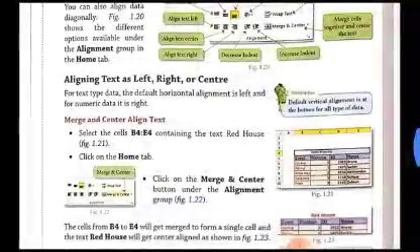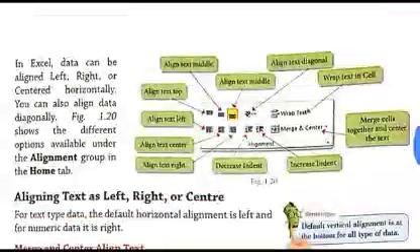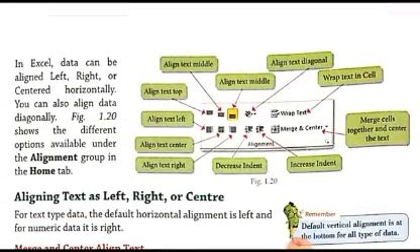See this option here. It is actually the align text diagonal option. Left, right, and center are used for horizontal alignment, but you can also align your text diagonally. Diagonally means not in a horizontal or a vertical direction, but in a diagonal direction.